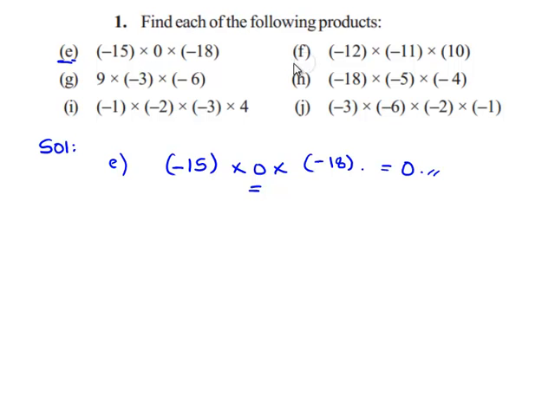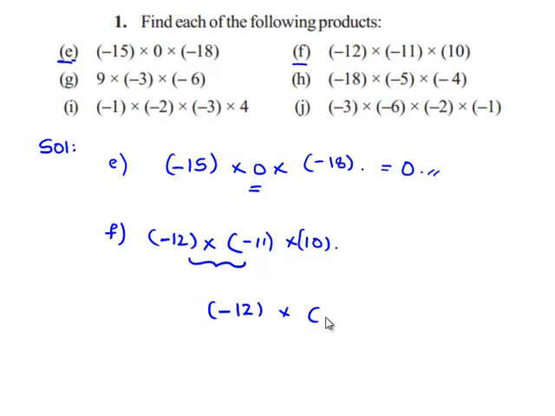We'll see the sixth bit, negative 12 into negative 11 into 10. First, we'll group any two integers, that is negative 12 into negative 11, and then we find their product and multiply it with 10. First, we will find the product of negative 12 and negative 11.